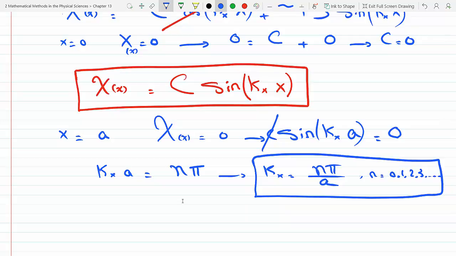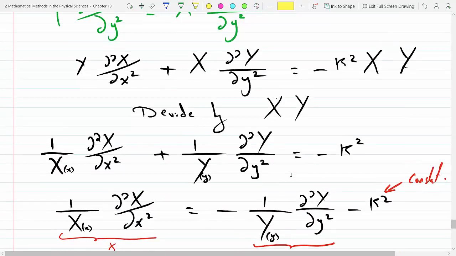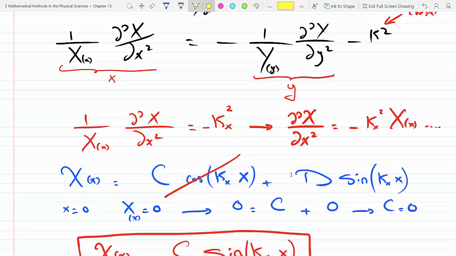So, continue there. Questions? Yeah, the only subtlety with y here, I mean, it's the same thing. The y equation will be the same thing. The only subtlety is the fact that there's a minus sign here.